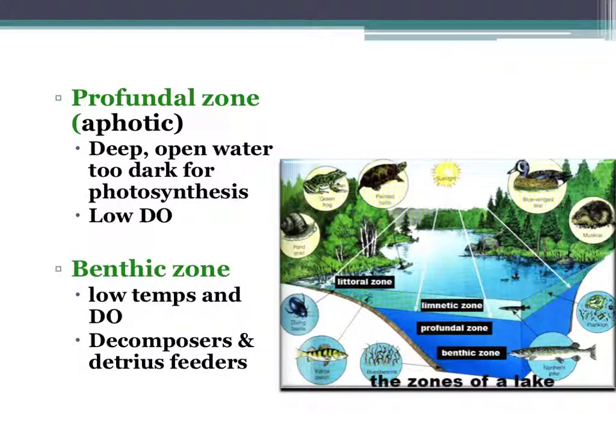The profundal zone, which is below the limnetic zone right here. Aphotic, that means that light is not able to penetrate very well. It's deeper, open water, too dark for photosynthesis. We have low dissolved oxygen here because photosynthesis does not occur. Around here, lakes vary. Some are very crystal clear, some are dirty. The dirty ones, obviously, that profundal zone is going to be a little bit higher up near the surface.